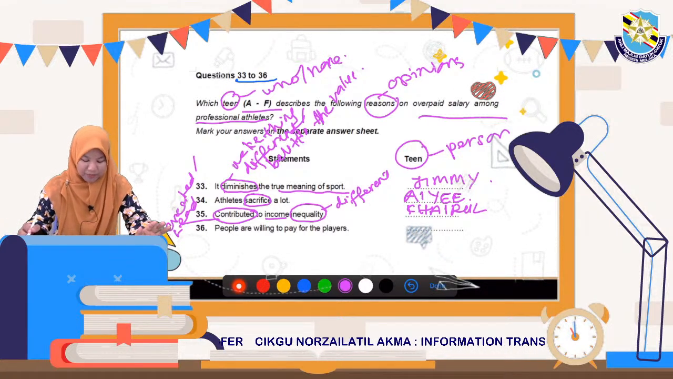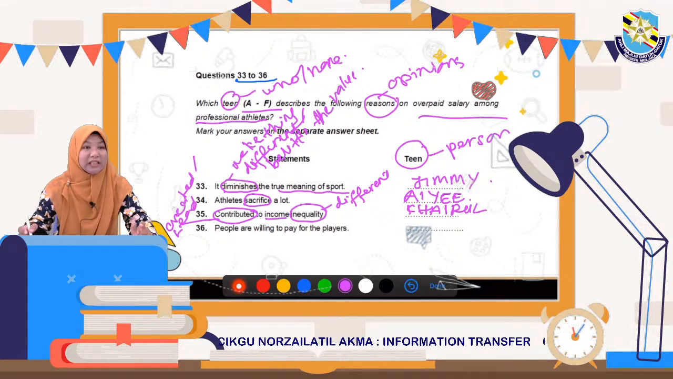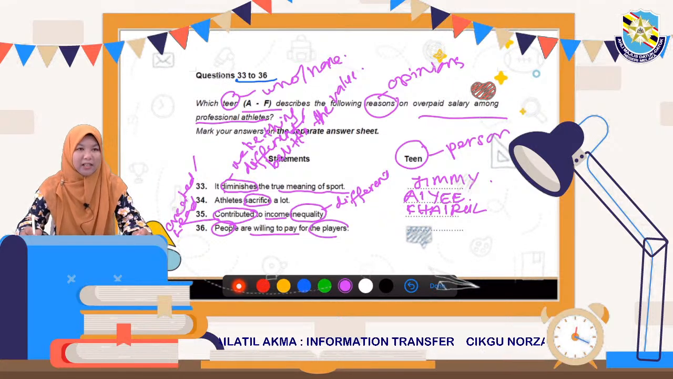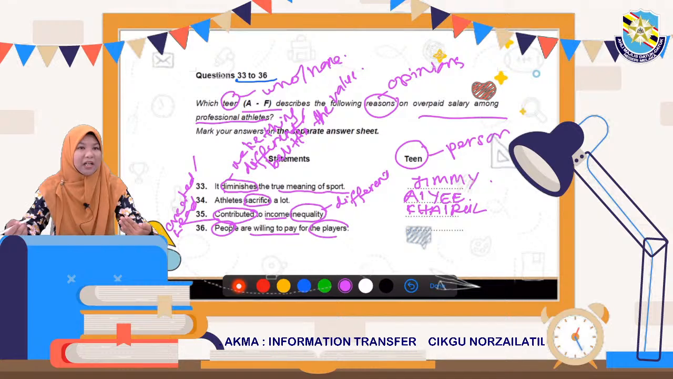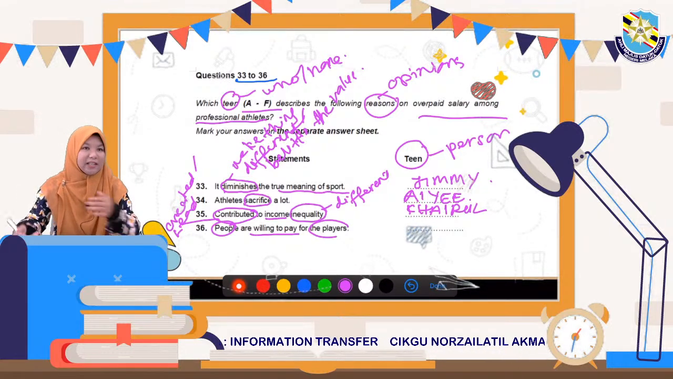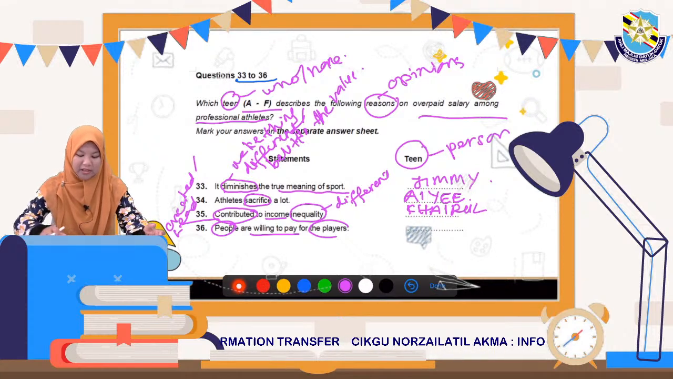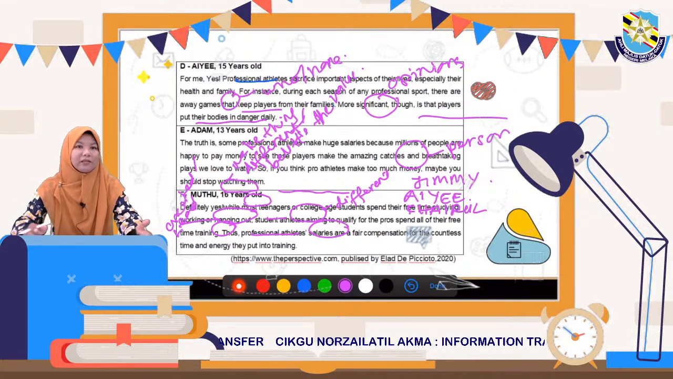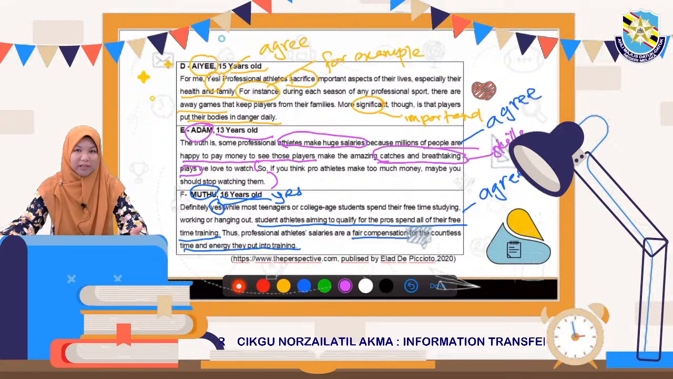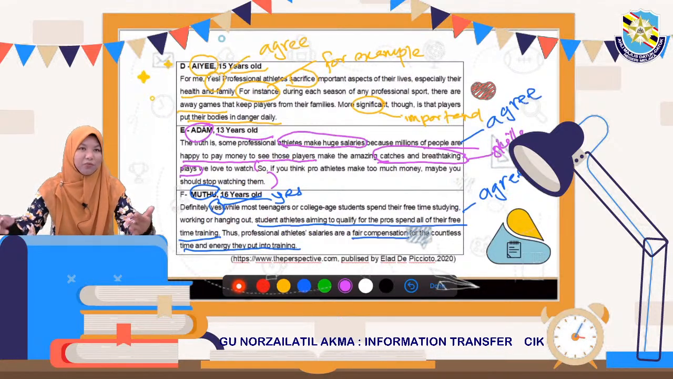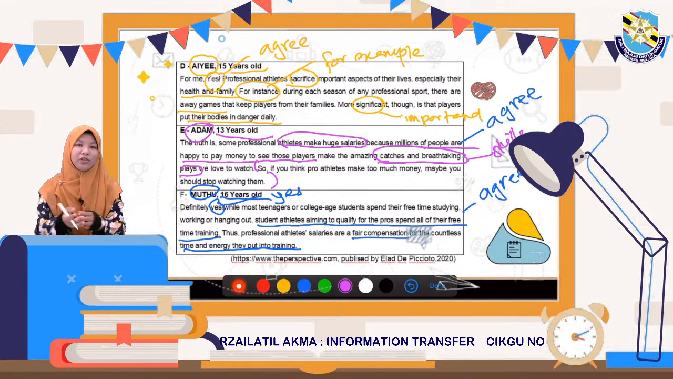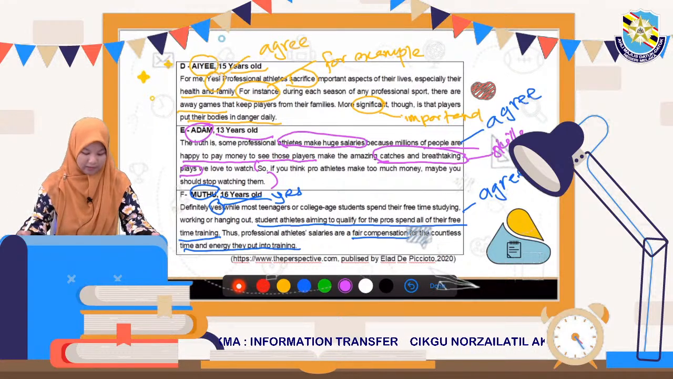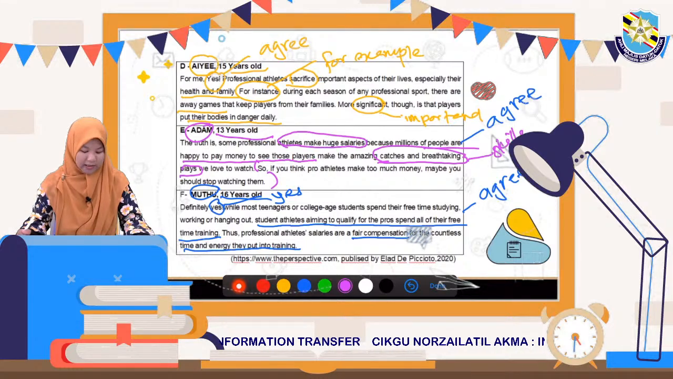36. People are willing to pay for the players. It means that they willingly spend their money for the players as long as they get to see something. Maybe they want to see the skill, the techniques of the player. Who said that about the people who spend money for the players, as long as they can watch the performance of the player? Again, the answer is here. It will be either Ai, Adam, or Mutu.